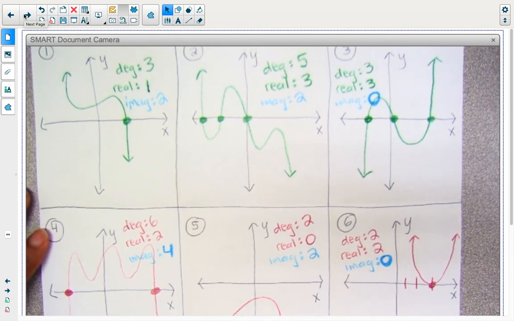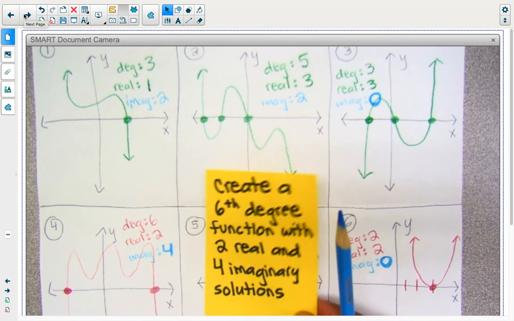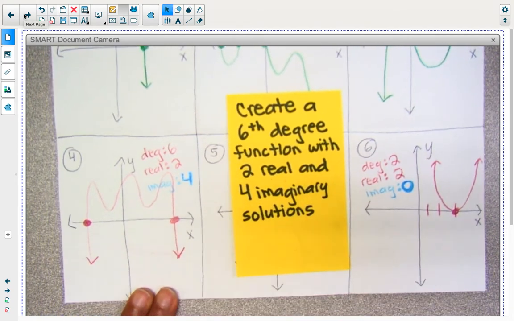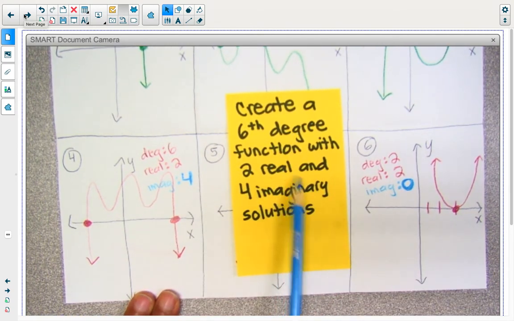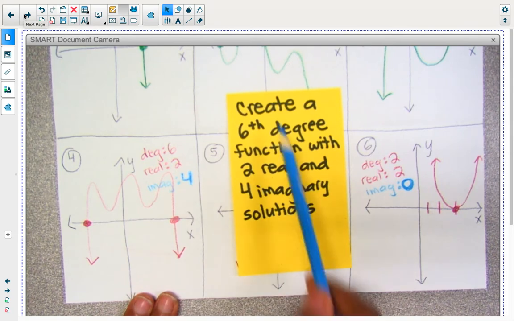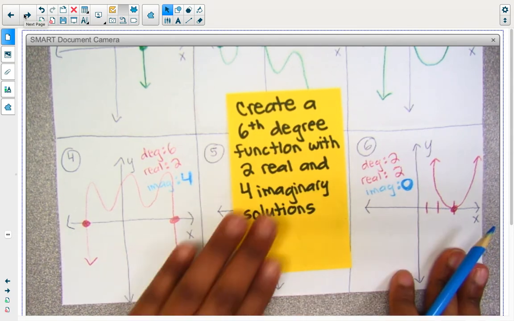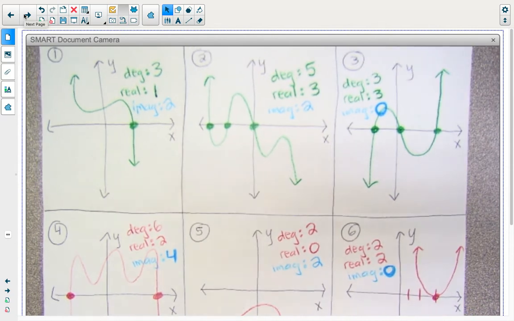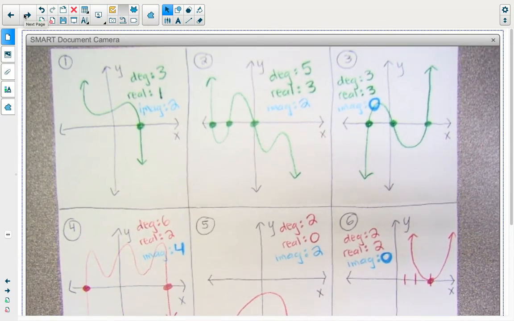When we were going along and I was telling you about the imaginary solutions, like for number 4, if I bring that back up, I told you to do a 6-degree function with 2 real and 4 imaginary. The imaginary will not appear graphically. So once we took care of the 2 real solutions, we automatically were going to get into the imaginary solutions if we did everything correctly. So that's one thing that I want you to notice. A couple other things I want you to notice.